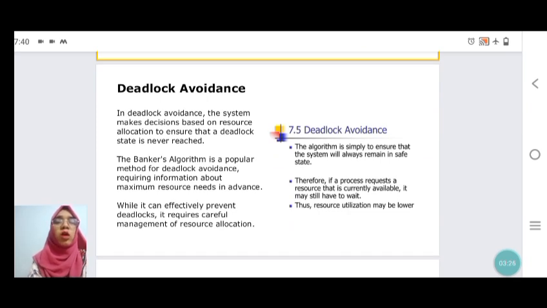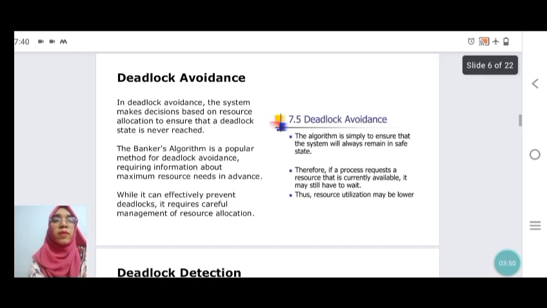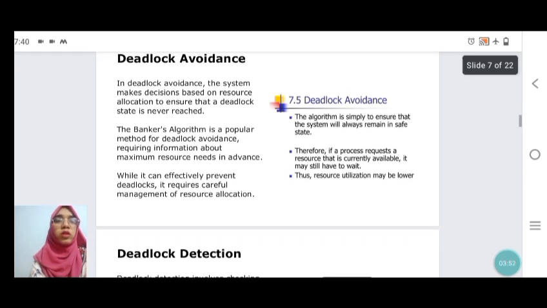Deadlock avoidance. In deadlock avoidance, the system makes decisions based on resource allocation to ensure that a deadlock state is never reached. The banker's algorithm is a popular method for deadlock avoidance, requiring information about maximum resource needs in advance. While it can effectively prevent deadlocks, it requires careful management of the resource allocation.